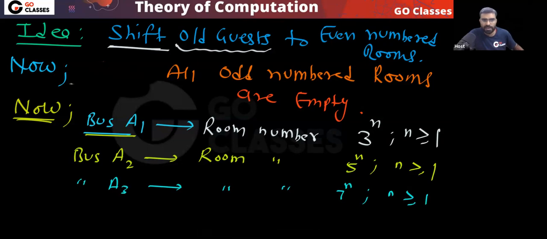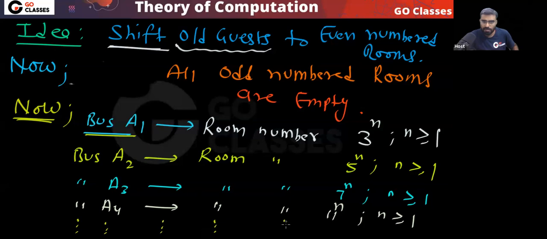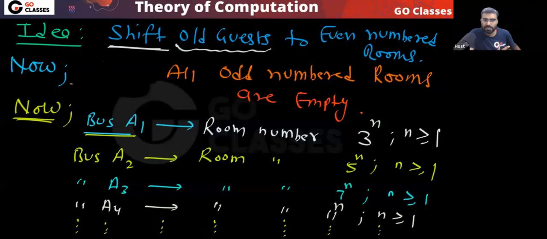See, just think about it. A very simple approach, extremely simple. Where will you put the next bus? The next bus, you put in 11 power n, n greater than or equal to 1. Yes or no? Where will you put the next bus, and so on. Understood? Very simple, right? Very clever idea. So that's it.